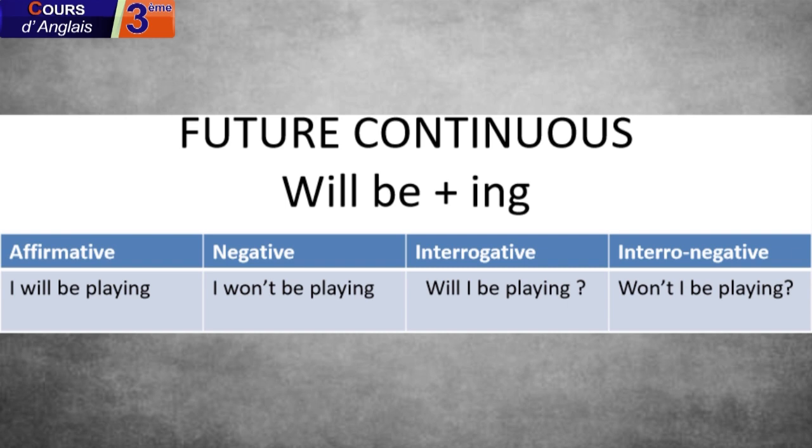The negative form is, I won't be playing. Or you can say, I will not be playing. The interrogative form, will I be playing? And the last form, interrogative form, is won't I be playing? Okay, so these are the different forms for the future continuous.